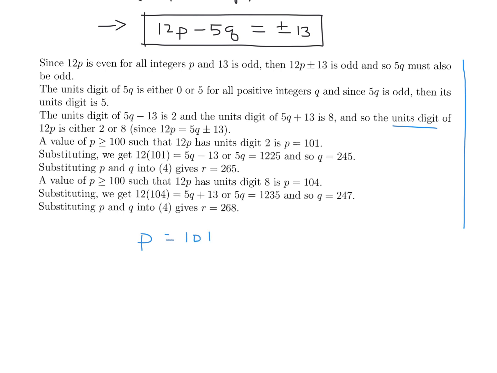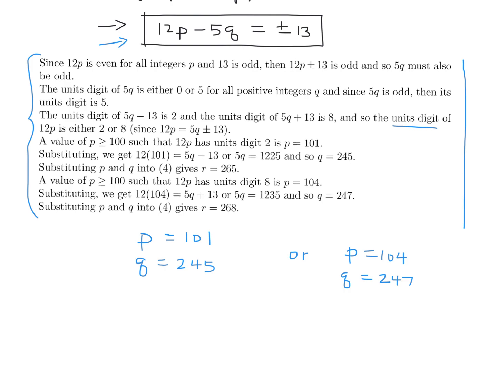One solution is when p is 101 and q is 245. And the other solution is when p is 104 and q is 247. Those are the two that solve that. And this is how it's done. And I will let you read that.